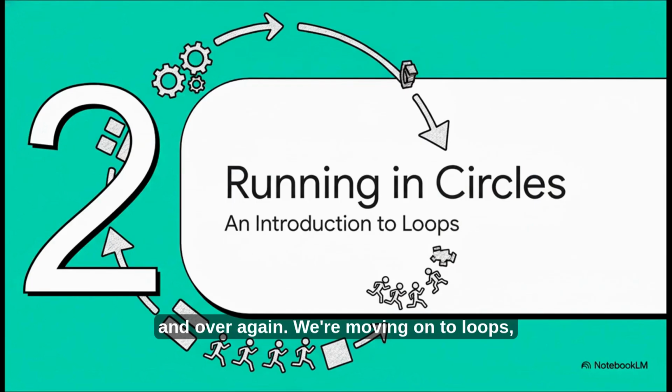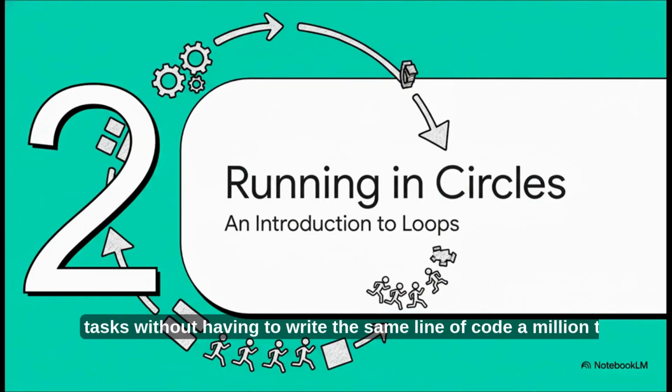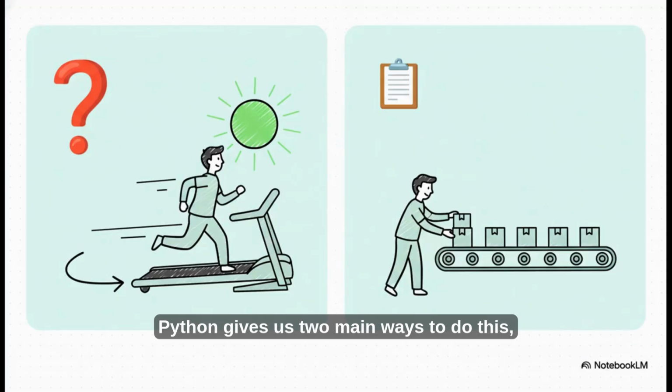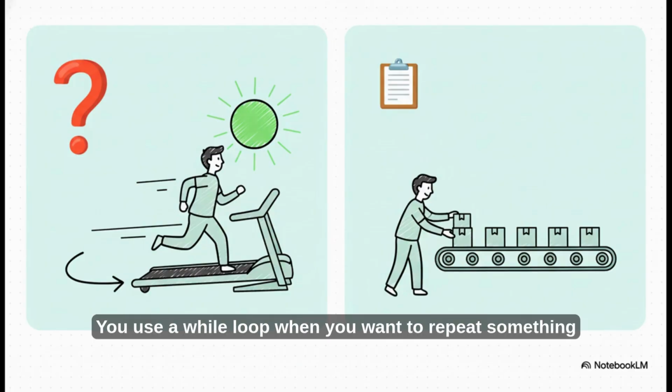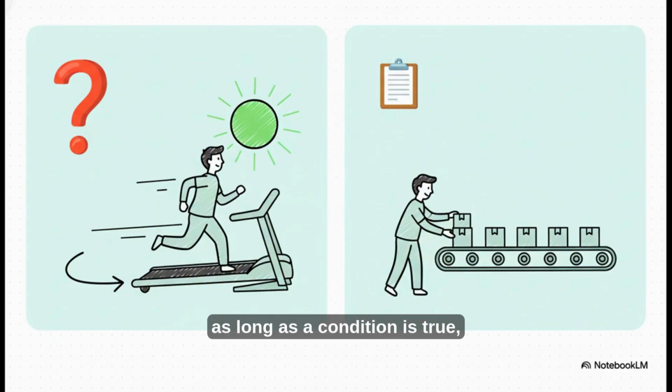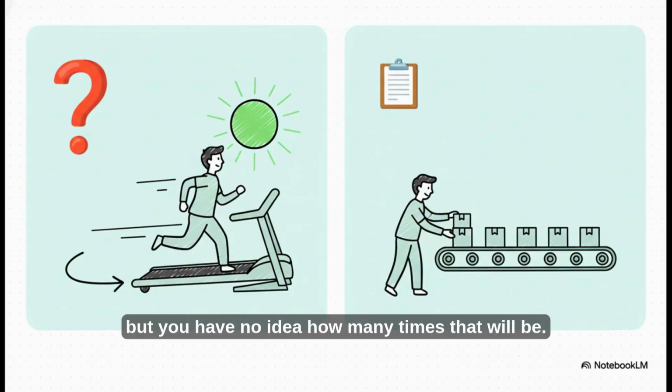We're moving on to loops, the amazing tool that lets us perform repetitive tasks without having to write the same line of code a million times. Python gives us two main ways to do this, while loops and for loops, and knowing which one to use is key. You use a while loop when you want to repeat something as long as a condition is true, but you have no idea how many times that will be. You use a for loop when you have a specific set of items, like a list of names or a string of text, and you want to do something to each one.